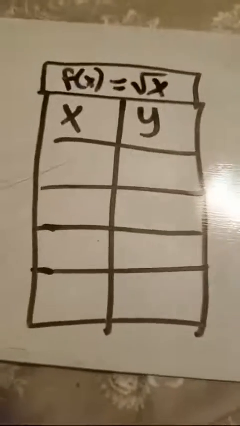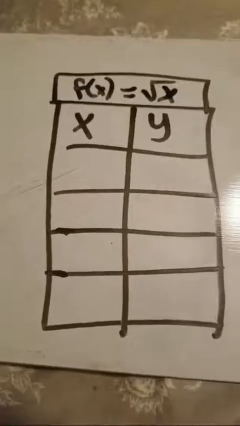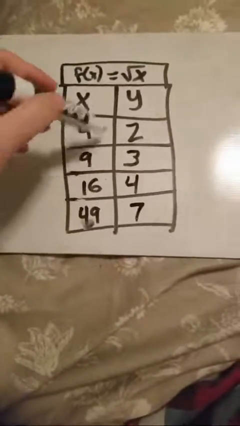Okay. So if you're given this table, like if it tells you f of x equals root x, it's going to give you the x values. So it's going to give you the x values, and simply all you do is plug in that x for what it tells you to in the equation. So x is 4, the root of 4 is 2. Root 9 is 3. Root 16 is 4. Root 49 is 7. So simply plug in the x value for that.